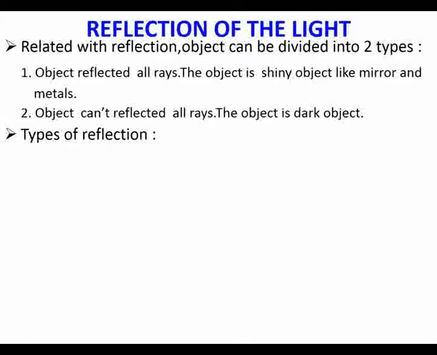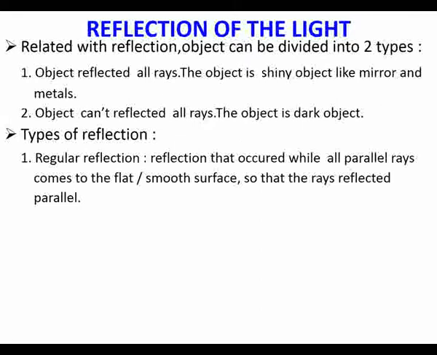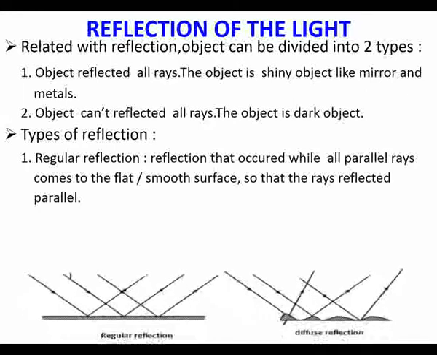While we talk about reflection, there are two types of reflection. The first is regular reflection. Regular reflection is reflection that occurs when all parallel rays come to a flat or smooth surface, so that the rays are reflected parallel too. You can see the regular reflection in the figure below. As you can see, all parallel rays that come to the smooth or flat surface will be reflected parallel too.